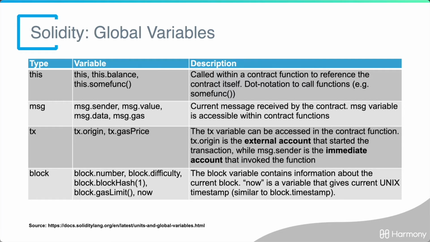Finally, you have the block variable. The block variable tells you specific information about that particular block: the number, the difficulty, the block hash, gas limit. And there's also a special variable called now, which gives you the current Unix timestamp for that block.